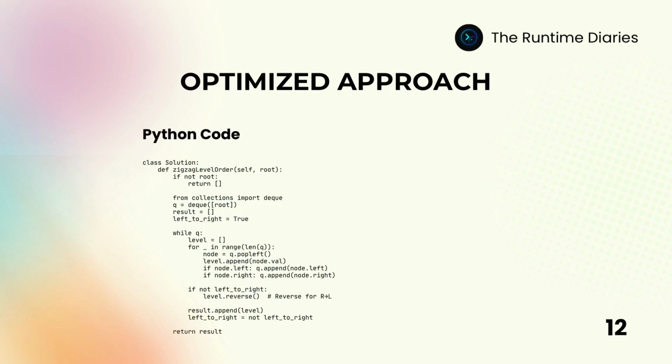Here's the clean Python implementation. This is the code you'd write in an interview. The entire Zigzag logic is one Boolean flag and one .reverse method call. That's how simple this problem really is once you understand the pattern. Notice we're using a deque from Python's collections module. That's just an optimized queue that gives us efficient popleft and append operations.